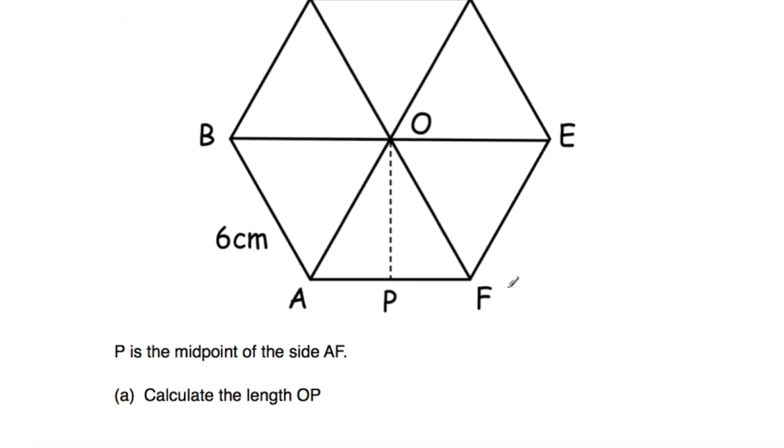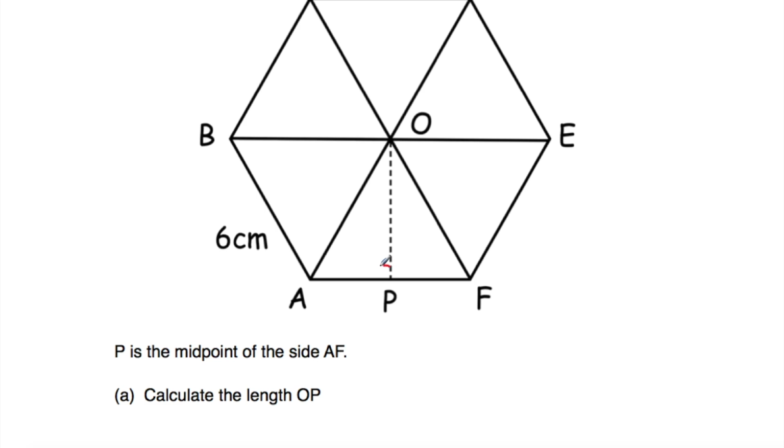So if we've got this side AF, P is the midpoint, and we've been asked to calculate the length of OP. OP is the distance from the center of the regular hexagon to the point P, which is the midpoint of the side AF. So we want to find this length here, this dashed line. Now, if we want to find the length of OP, we're going to look at this equilateral triangle, and consider the fact that we've cut it vertically in half.